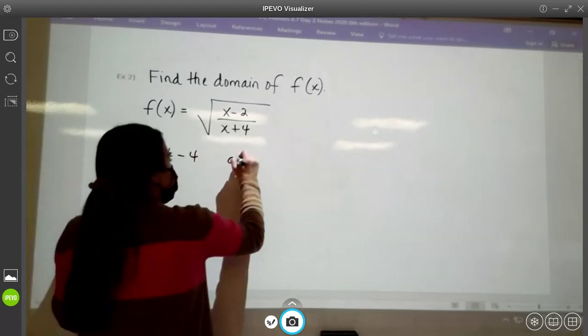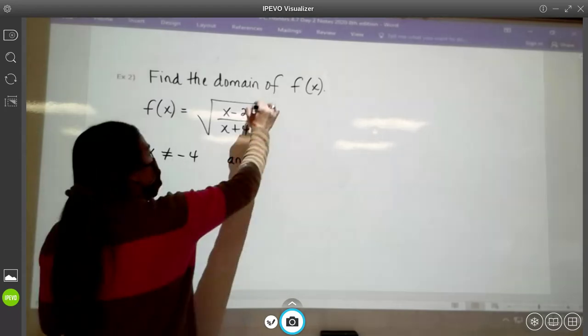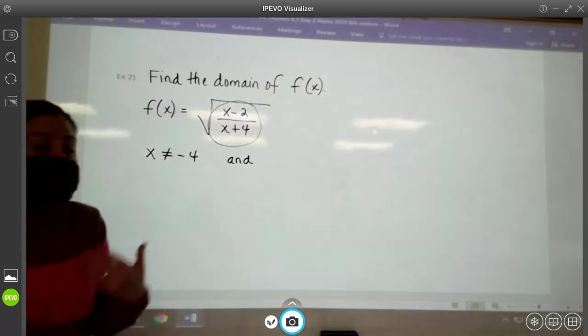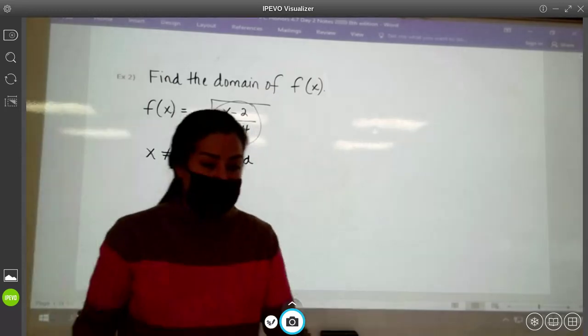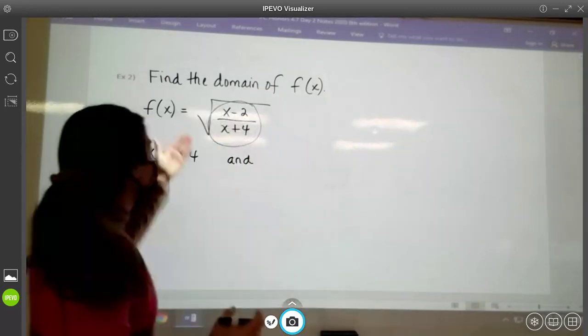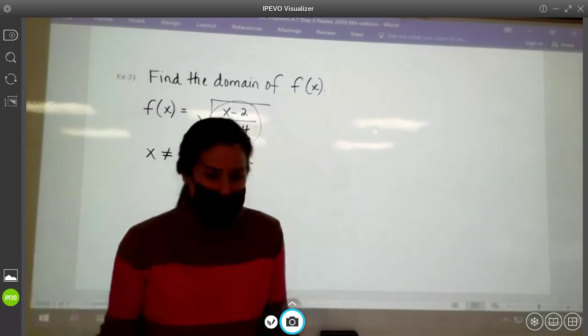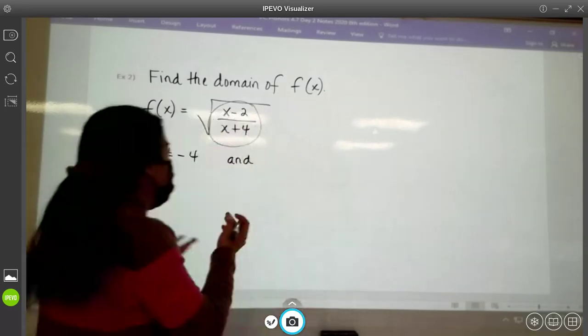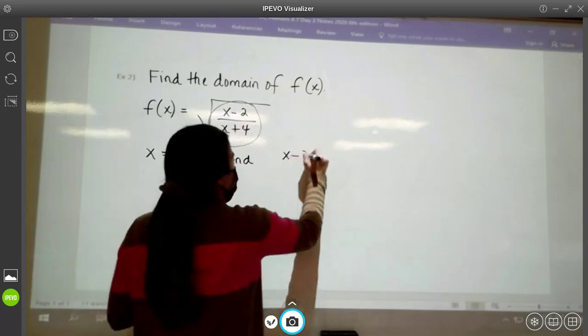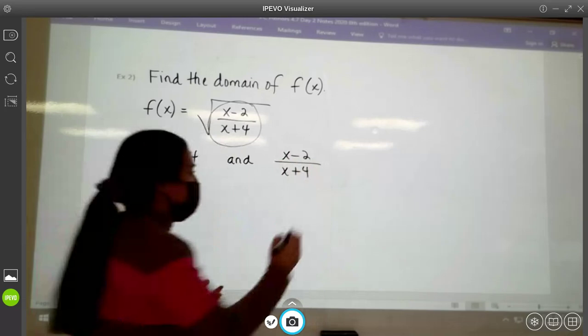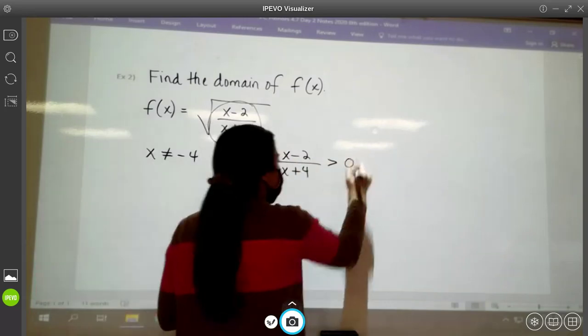And I know whatever is underneath this radical, which is x minus 2 over x plus 4, can never turn into a negative number, because then I'd be taking the square root of a negative number, and that's going to bring in imaginary numbers, and we don't want that. So now I know what's underneath this radical has to stay positive. So it's got to stay bigger than 0.